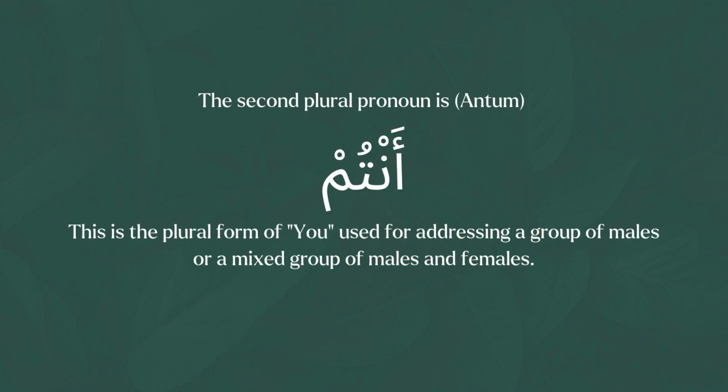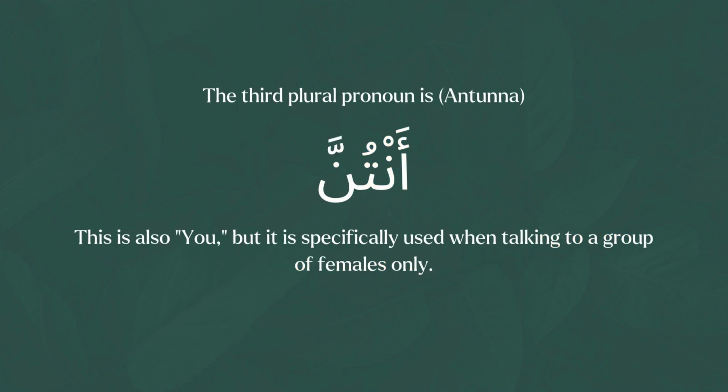The second plural pronoun is Antum. Antum. This is the plural form of you, used for addressing a group of males or a mixed group of males and females. The third plural pronoun is Antunna. Antunna. This is also you, but it is specifically used when talking to a group of females only.